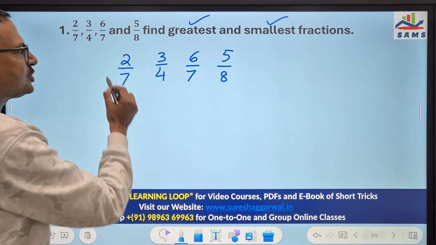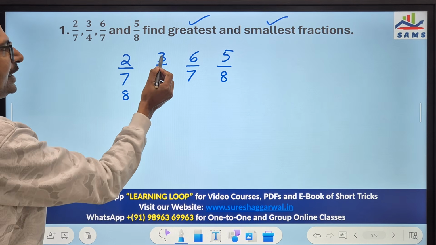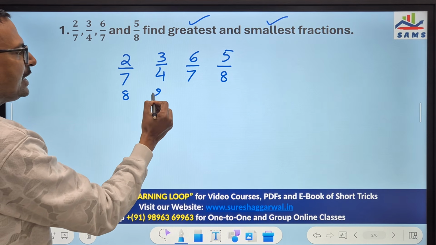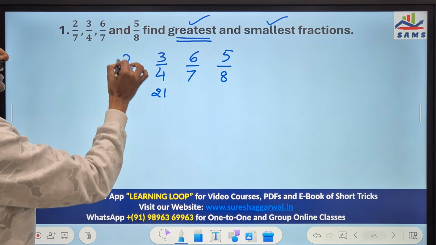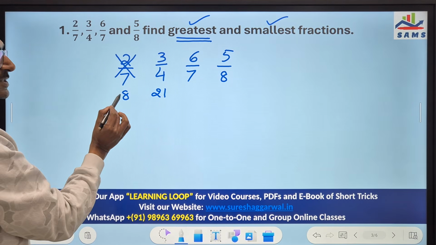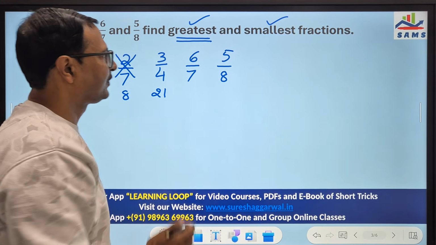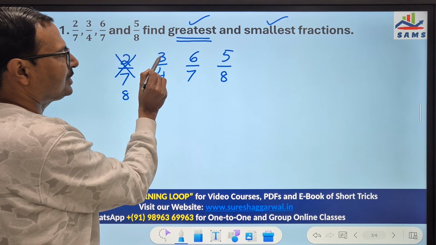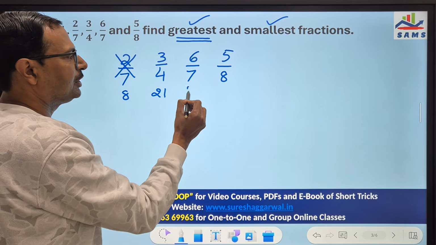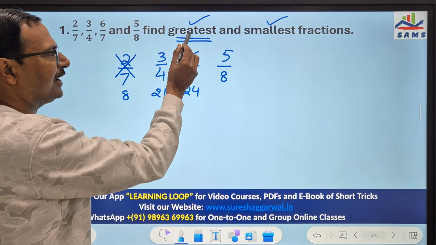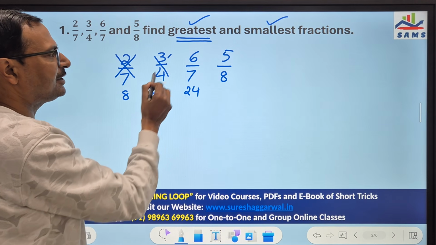Now let's compare these two first. 2 times 4 is 8, 3 times 7 is 21. So if I want to find the greatest, now this is eliminated because it is smaller. So now I have to compare only these three to find the greatest. Now I will compare these two. 3 times 7, 21 again, and 6 times 4, 24. So since I am finding the greatest, 21 is smaller than 24, so this is eliminated.